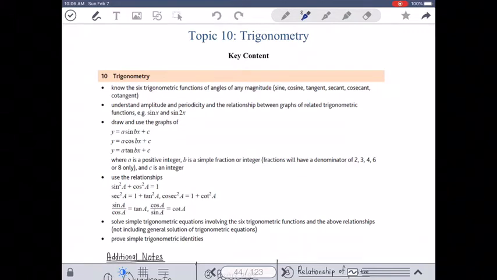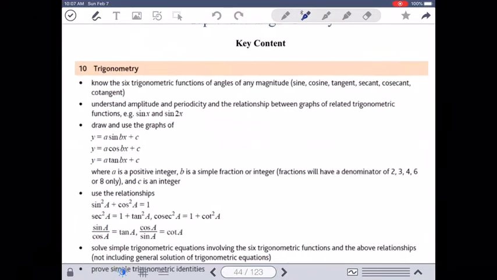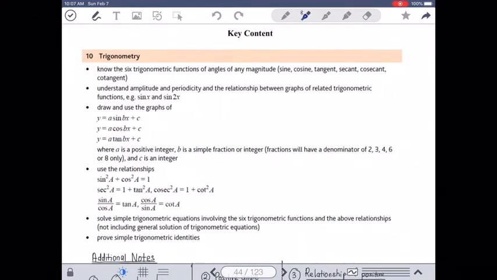In this video, we are going to have a look at the chapter Trigonometry. So basically, these are the things that you need to know for this chapter. The first thing: know the 6 trigonometric functions of angle in any magnitude.